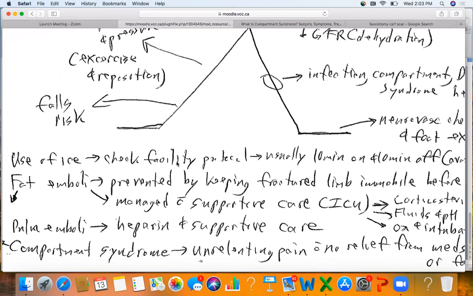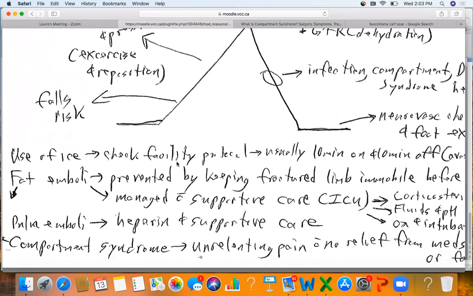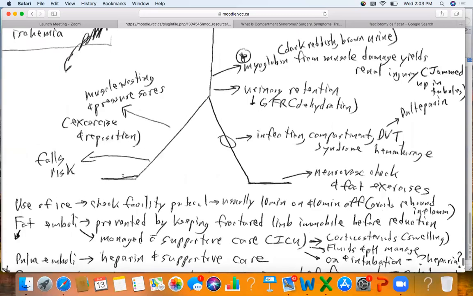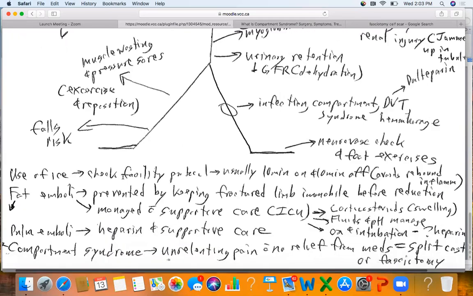A little note here on the use of ice. Check your facility protocol. It's typically something like 10 minutes on, 10 minutes off, and take a break, do it again, this type of thing. If you use too much ice early on for too long, it can actually cause a rebound inflammation. So careful with the ice, watch your protocols.